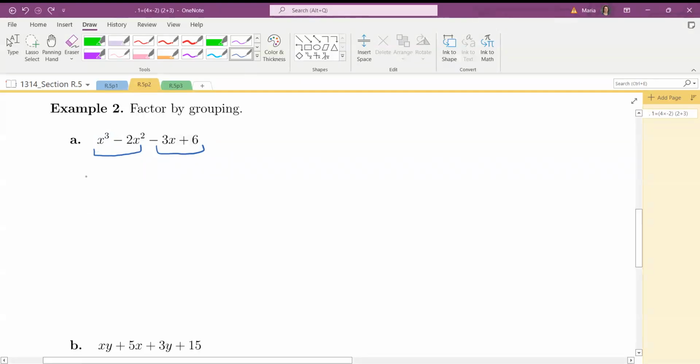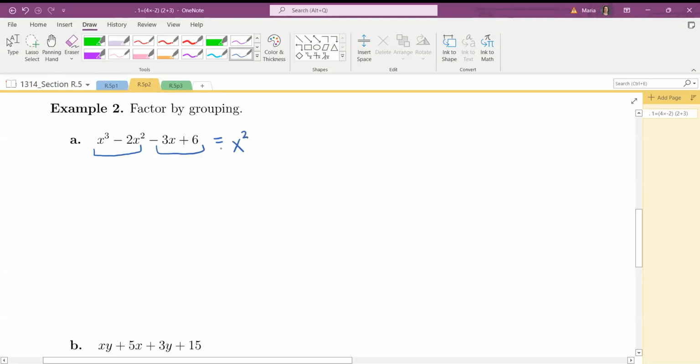I'm just going to keep it simple here. I'm going to pair up the first 2 terms and I'm going to pair up the second 2 terms. So I'm going to concentrate on x cubed minus 2x squared. I'm going to completely ignore the negative 3x plus 6. So when I look at this first pair here, what's common to both pieces? Well, I see an x squared in common.